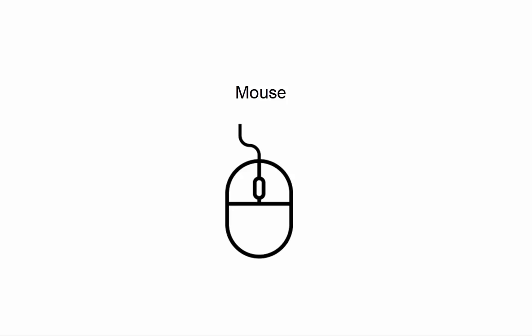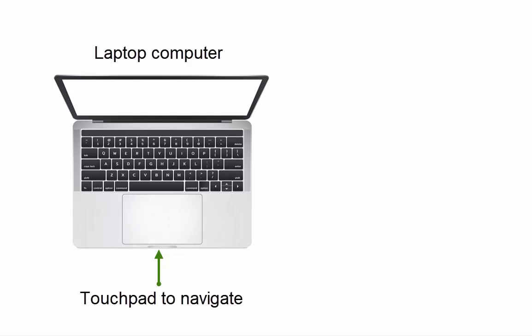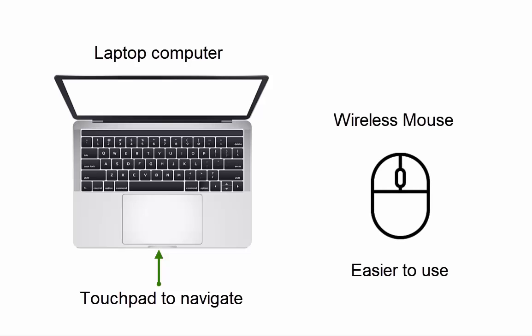In order to navigate around the computer, you will be using a device called a mouse. If you're using a laptop computer, which has the keyboard and the screen integrated together, you will find a touchpad built in the computer below the keyboard section. If you're new to using a laptop, I would highly recommend purchasing a wireless mouse, sometimes referred to as a USB mouse, which is easier to use than a touchpad.